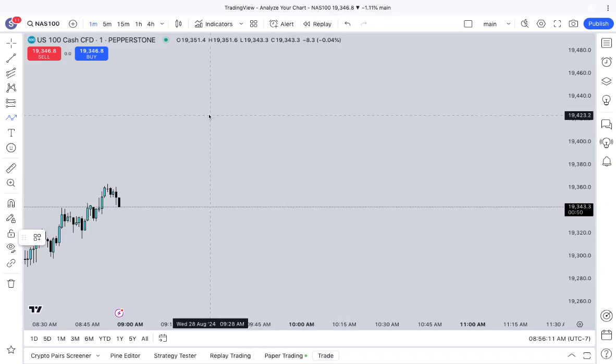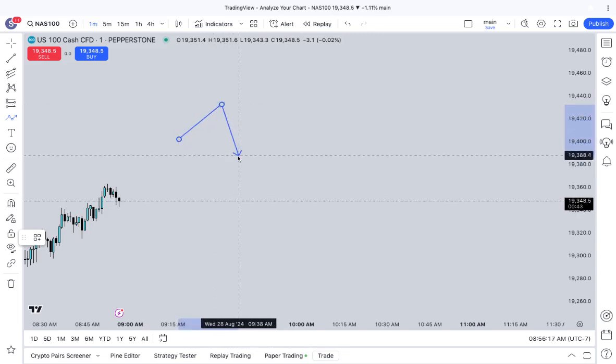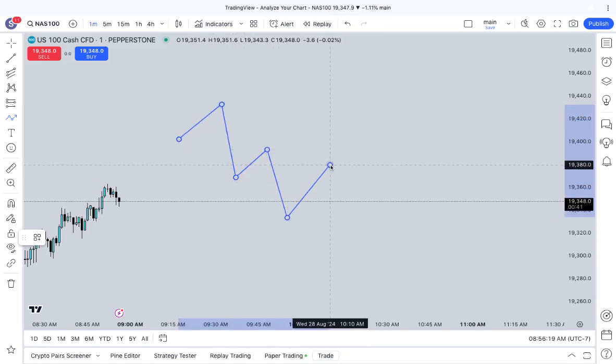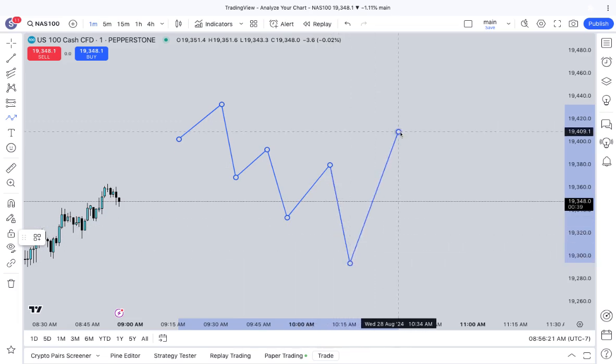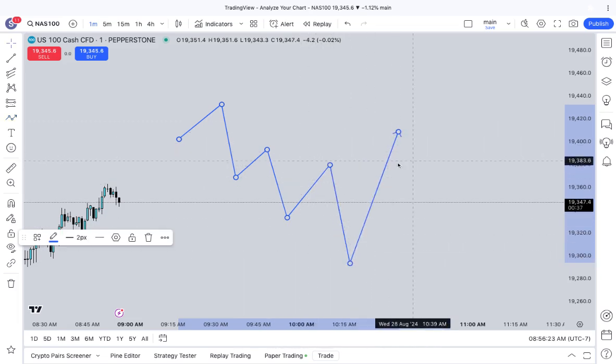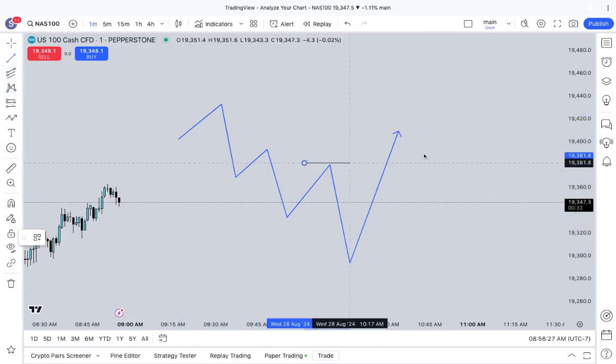Today we're going to be talking about break of structure. So basically what that is, say we have a downtrend, that was sloppy, and then we break into an uptrend. So let me show you guys a little bit of how that works.